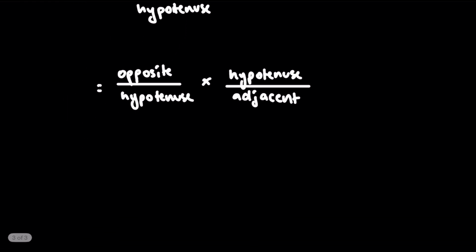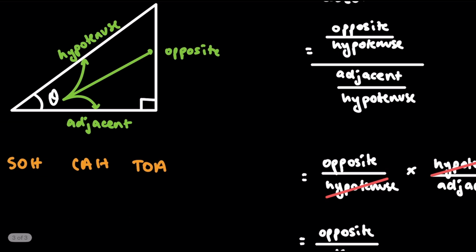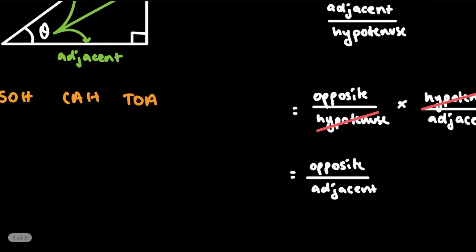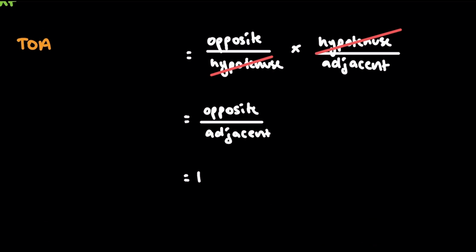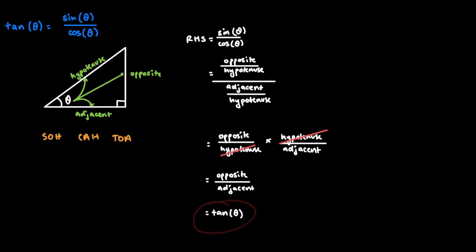And now that I have this, you'll notice that hypotenuse divided by hypotenuse cancel each other out. So these two will cancel, and all you're left with is the opposite divided by the adjacent. And we all know from right angle trigonometry, opposite over adjacent is the same thing as the tan of theta. So that's why whenever we do the sine of theta over the cosine of theta, that equals the tangent of theta.